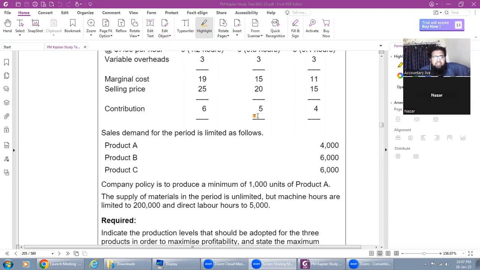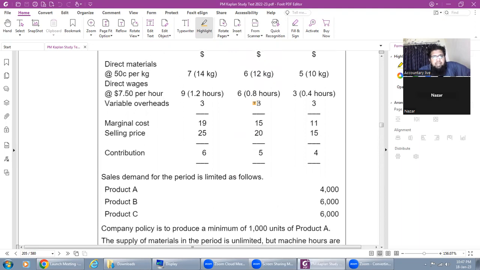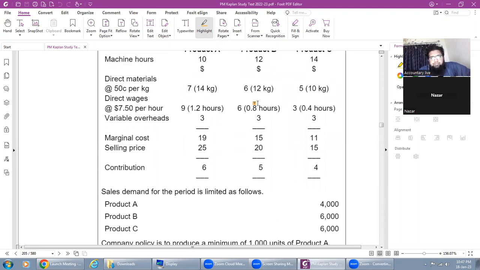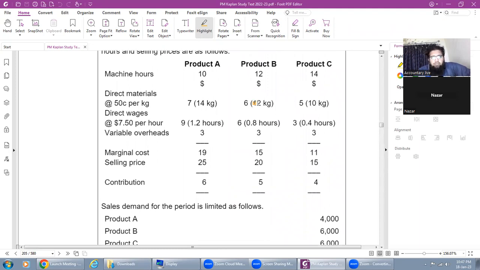Now we will calculate how much labor hours we need and how much machine hours we need. Let's just calculate for product A first. For 4,000 units, we need machine hours of 10. 4,000 multiplied by 10 is 40,000. Then 12, then 14. Then we talk about direct material. Direct material is not a scarce resource. It is already known that it is unlimited, so there is no issue.